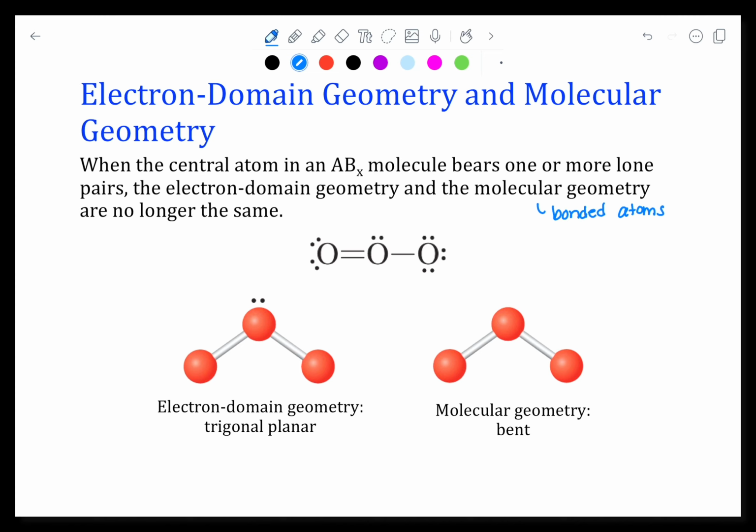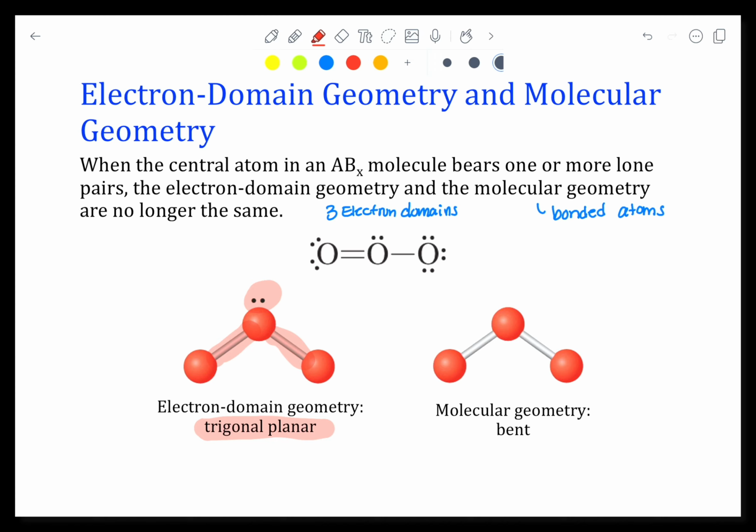Okay, so here we have ozone again, O3. And we said that this has 3 electron domains. We said that earlier in our lecture. So if it's 3 electron domains, the electron domain geometry would be trigonal planar, because we have an electron domain here, here, and there.